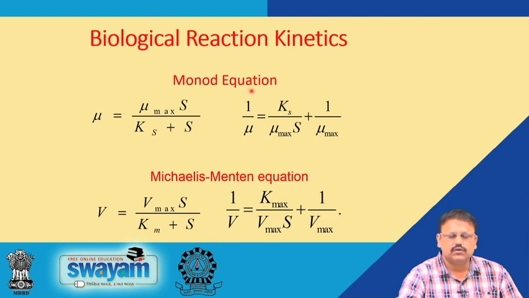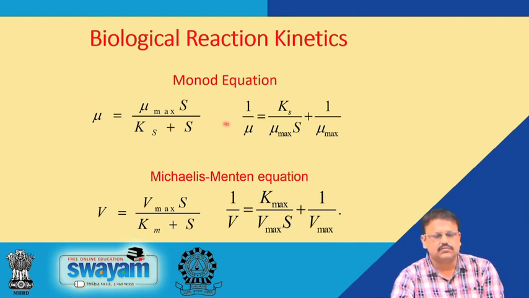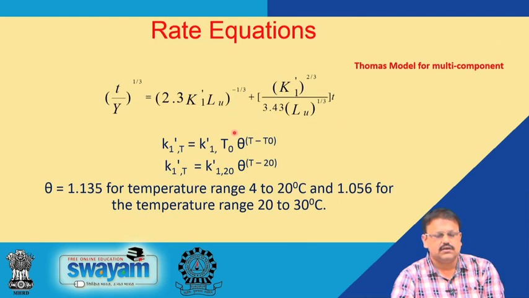Now, if we plot 1 by mu versus 1 by S, then the slope will be Ks by mu max and the intercept will be 1 by mu max. So, from there we can calculate the kinetic parameters of these biological reactions.